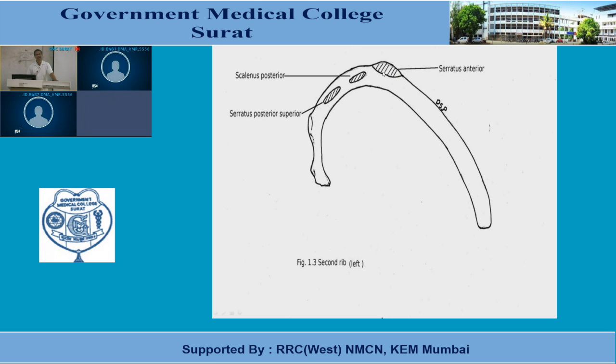Just posterior to this attachment of serratus anterior, there is attachment of the scalenus posterior muscle and the serratus posterior superior muscle. In this second rib, the costal groove is present now, but only in the posterior part. In the first rib there is no costal groove, therefore the neurovascular bundle comes in direct contact with the inferior or lower surface of the first rib. This is about the first and second ribs.